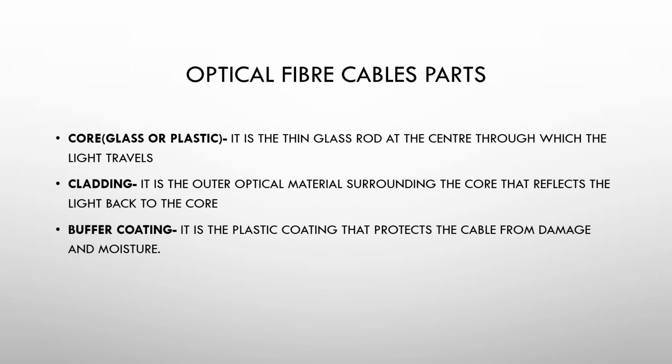Cladding. It is the outer optical material surrounding the core that reflects the light back to the core. Buffer coating. It is a plastic coating that protects the cable from damage and moisture. Now in every cable you can see a coating. Now this coating protects the cable from moisture, like during rain or any other reason.